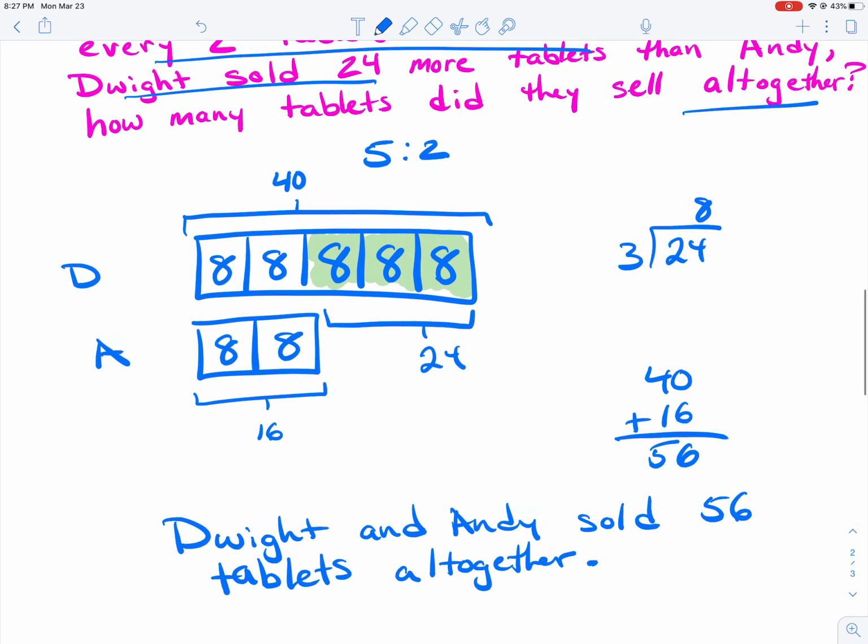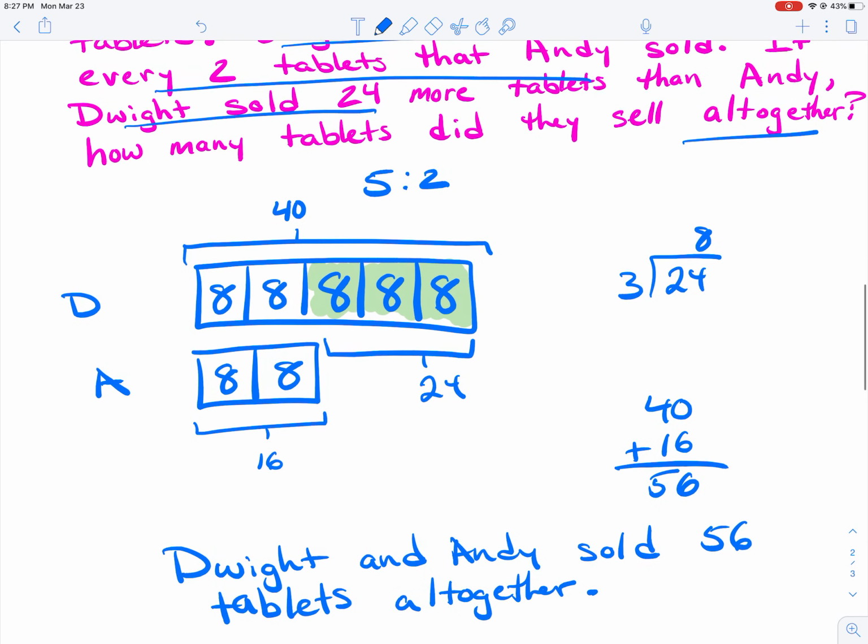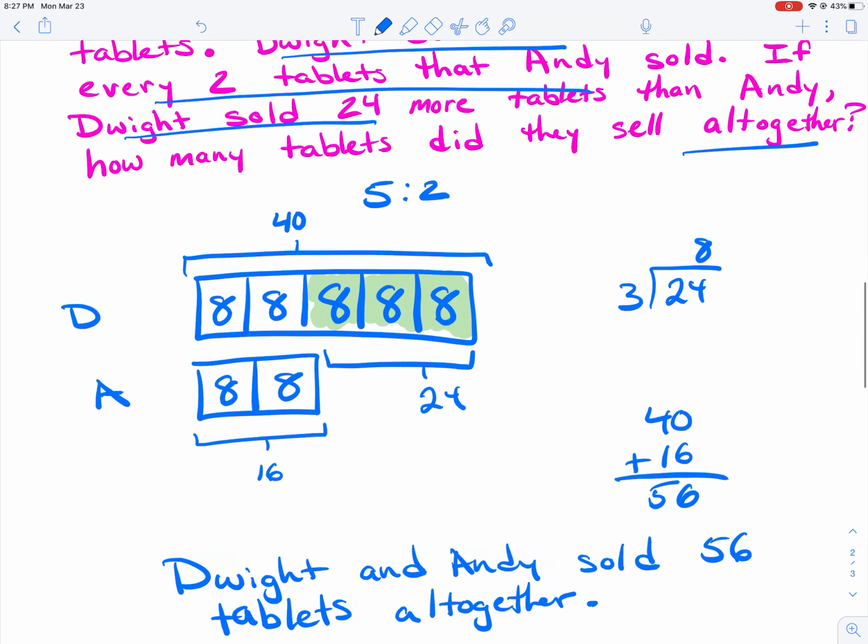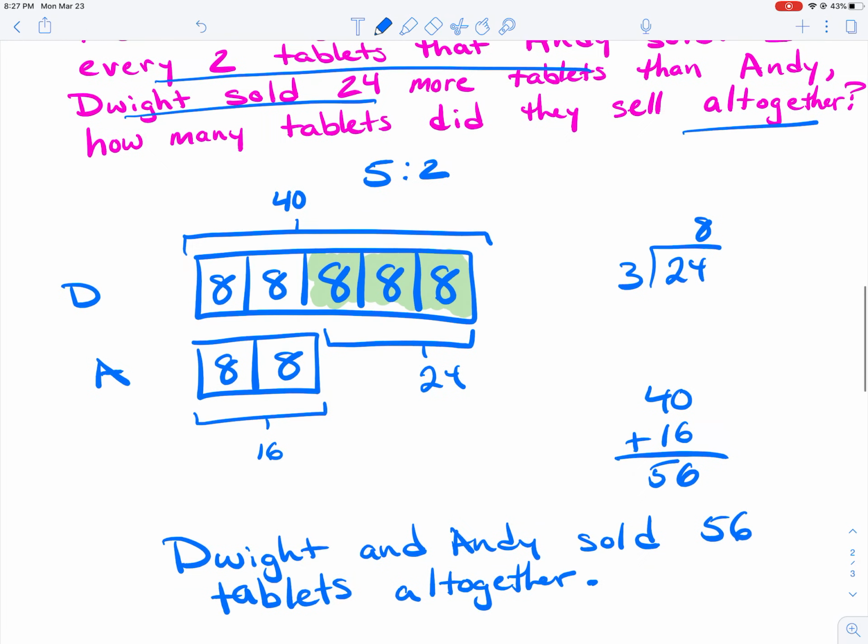Good job, guys. Now the question is, who would sell more? Andy, Dwight, Michael, or Todd Packer? The world may never know.